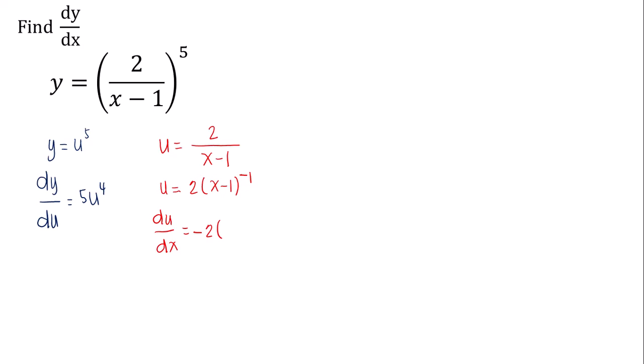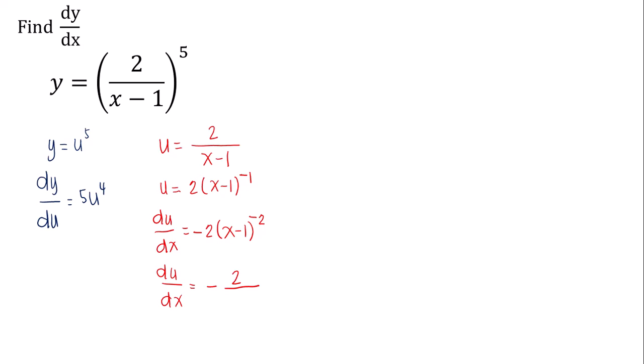By the power rule, this is our n, so n times 2 and then u to the n minus 1. But let's just put it as is. So it is x minus 1, then negative 1 minus 1, this will be negative 2. So another way to write this would be, du/dx is equal to negative 2 over (x minus 1) squared.